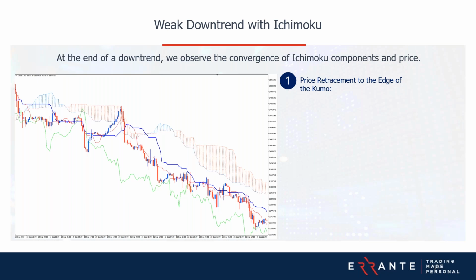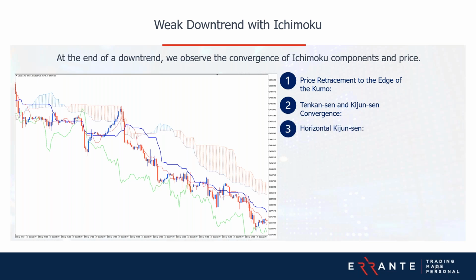And then we have a Tenkan-sen and Kijun-sen convergence. It's a really important indication. The convergence of the Tenkan-sen as the conversion line and Kijun-sen as the baseline signals weakening momentum, because one of them is for recent market sentiment and one of them for the long-term sentiment. So when they get closer to each other, it means a slowdown in the recent price action relative to the longer term trend, suggesting some indecision in the market.